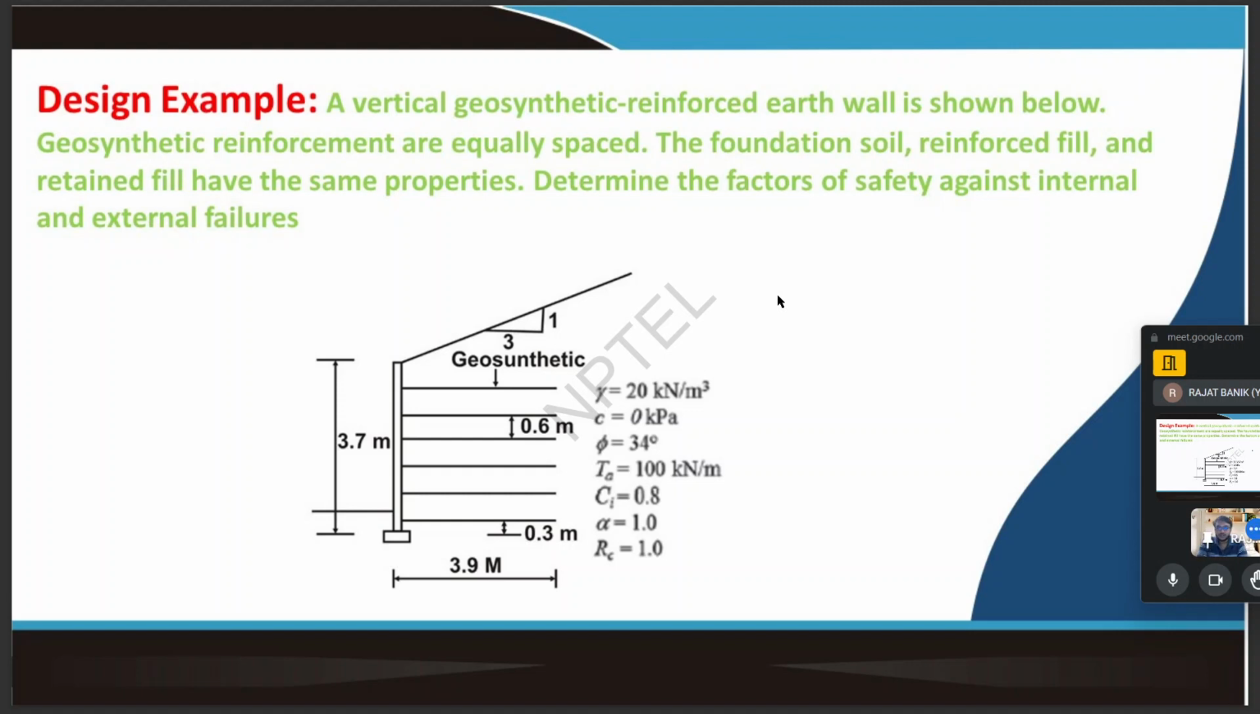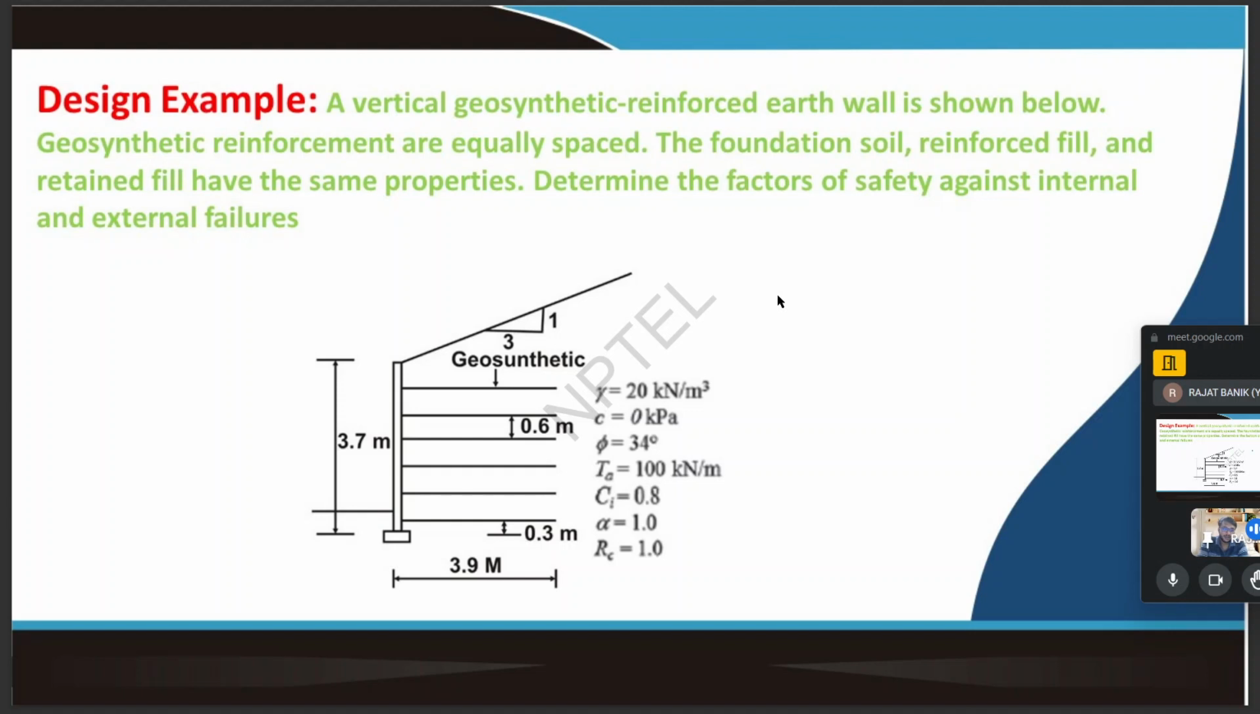The problem says that a vertical geosynthetic reinforced earth wall is shown below. Geosynthetic reinforcements are equally placed. The foundation soil, reinforced fill and the retained fill have the same properties. So determine the factor of safety against the external failure. We designed this geosynthetic reinforced retaining wall, and all the values are given here.